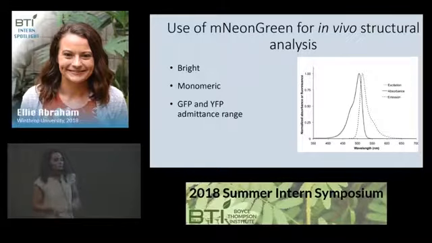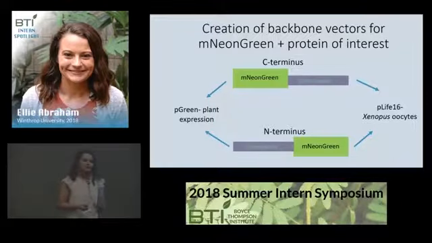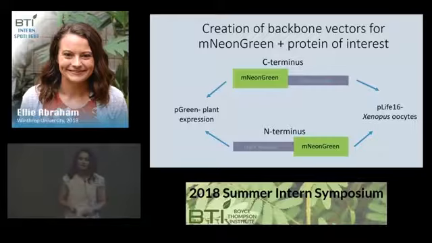In order to study mNeonGreen, we had to first create backbone vectors that could put mNeonGreen in both plant tissue as well as Xenopus oocytes, which are frog eggs. We used the USER cloning technique, which allows directionality. So the backbone vectors were made with both a C-terminus and an N-terminus tag to the protein, which helps with localization studies. What's also cool about the USER cloning technique is any protein of interest can be cloned into this cassette, making it a good resource for the community.